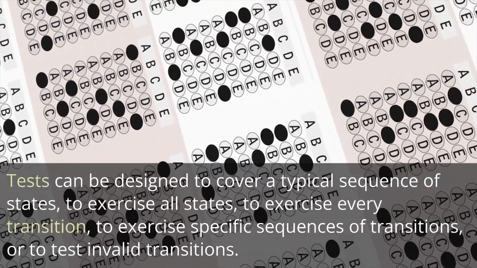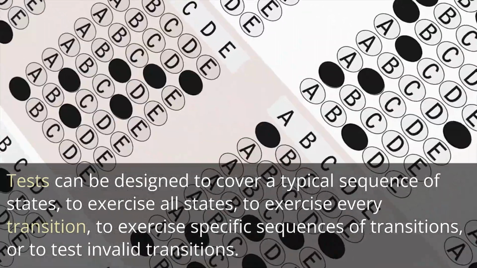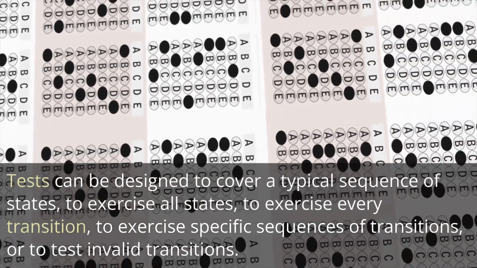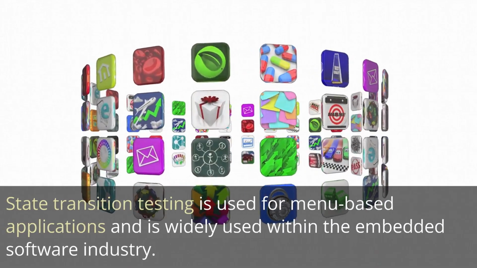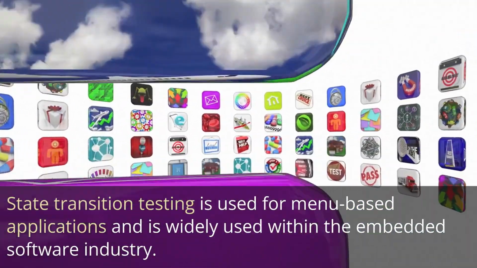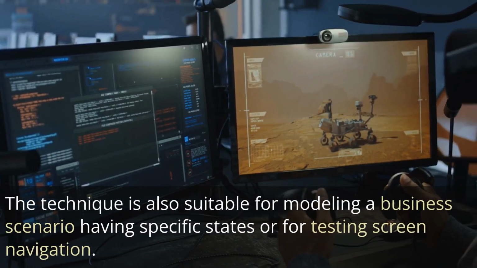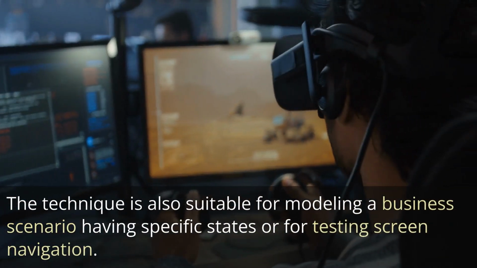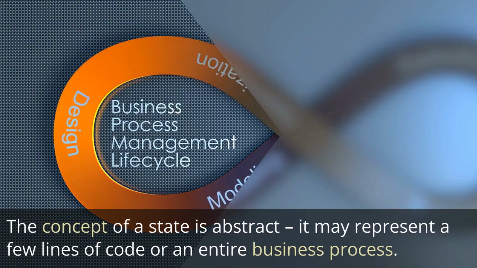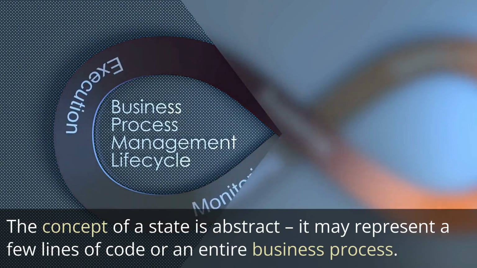Tests can be designed to cover a typical sequence of states, to exercise all states, to exercise every transition, to exercise specific sequences of transitions, or to test invalid transitions. State transition testing is used for menu-based applications and is widely used within the embedded software industry. The technique is also suitable for modeling a business scenario having specific states or for testing screen navigation. The concept of a state is abstract. It may represent a few lines of code or an entire business process.